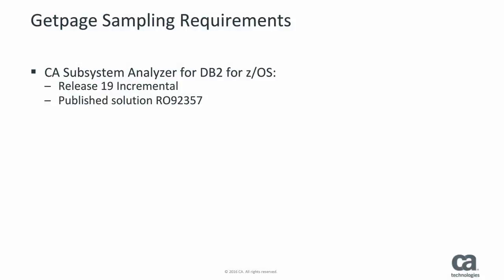Getpage sampling is available with CA Subsystem Analyzer Release 19 Incremental with published solution RO92357 applied.